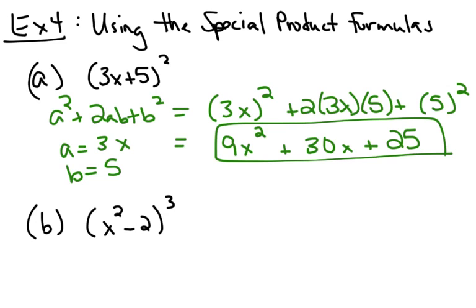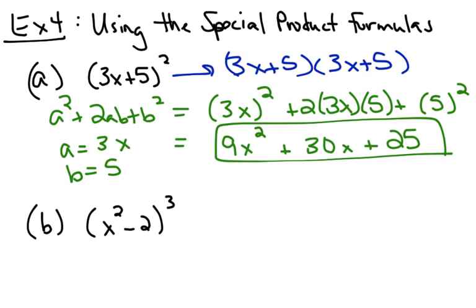Now, do you have to do it that way? No. The other way you could have done it was, if you remember that squaring something means multiplying it by itself, you could have done this and then used FOIL. But one of the most common mistakes that students make is they think that they can distribute the exponent. You cannot distribute an exponent over addition. Cannot. I think I said that enough.